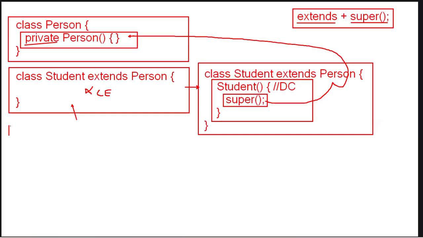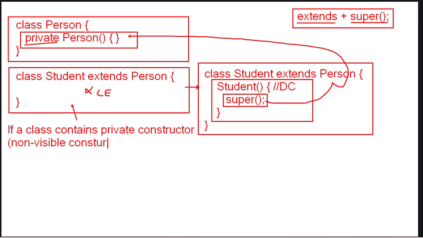The only option is to remove that extends person. Okay, now write down: if a class contains a private constructor, a non-visible constructor, inheritance is not possible. This is rule number 2. The previous one is rule number 1.